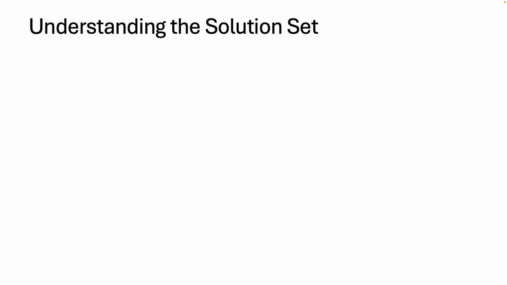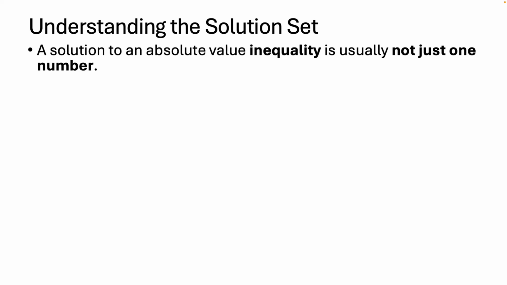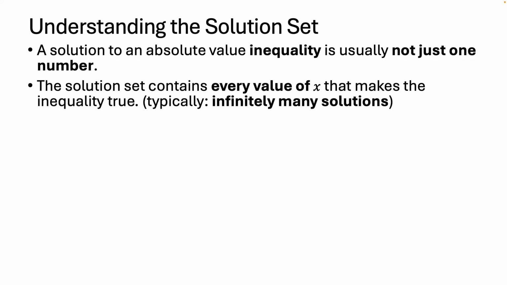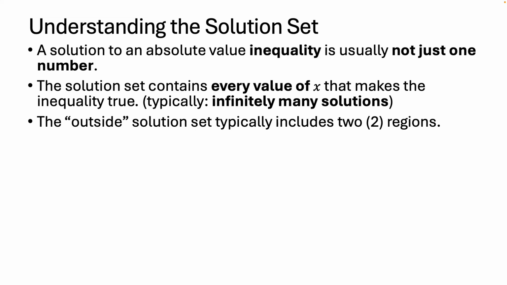Before we start working example problems, let's make sure that we understand the solution set. A solution to an absolute value inequality is usually not just one number. The solution set contains every value of x that makes the inequality true, and typically this is going to include an infinite number of solutions. Keep in mind that the outside solution set typically includes two regions.